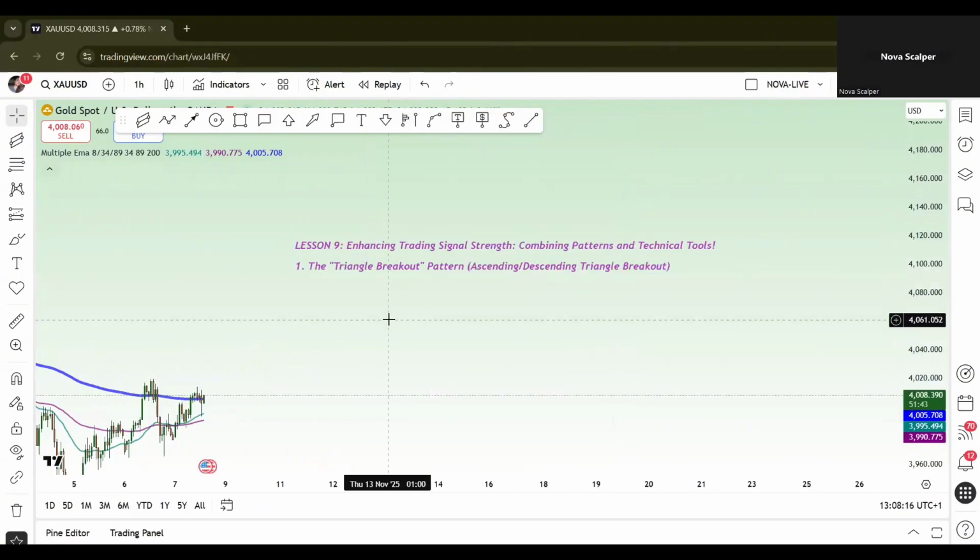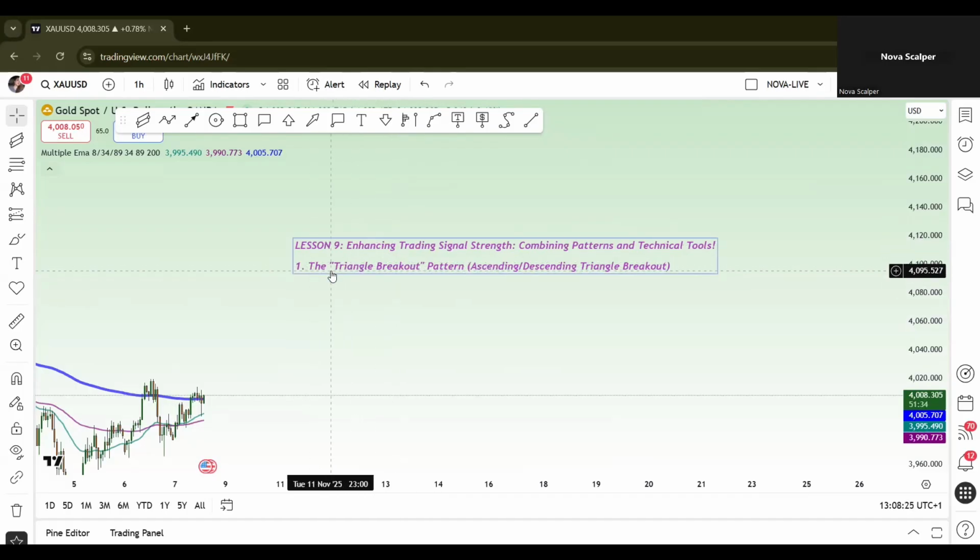The triangle breakout pattern. Firstly, we need to identify the trend, the upper trend and lower trend, to draw the triangle pattern first. And then we will wait for the breakout candle to appear.